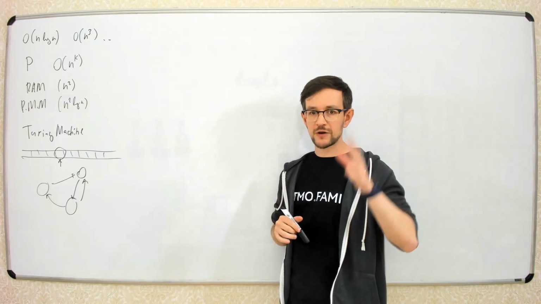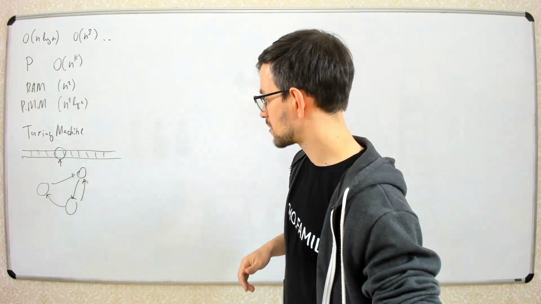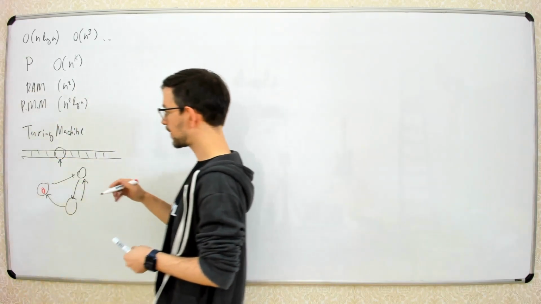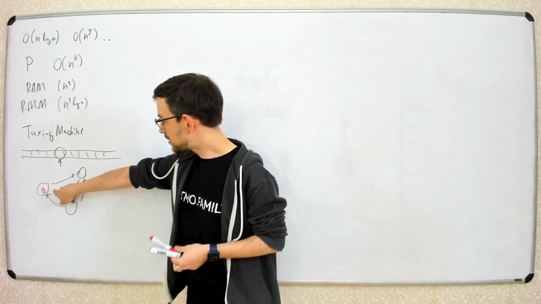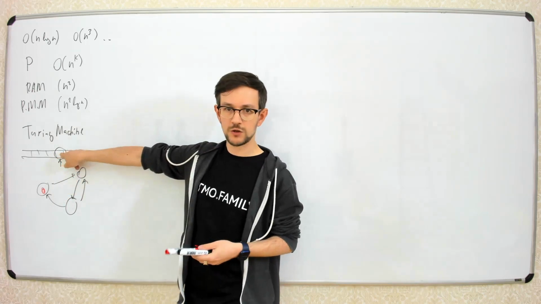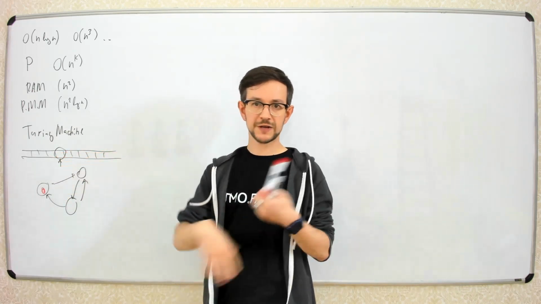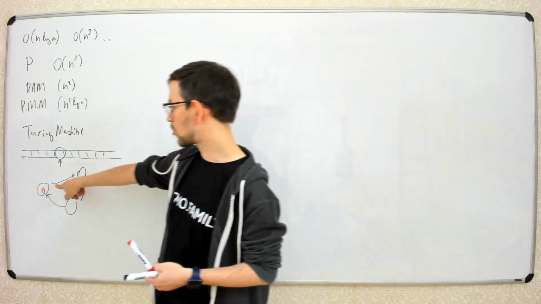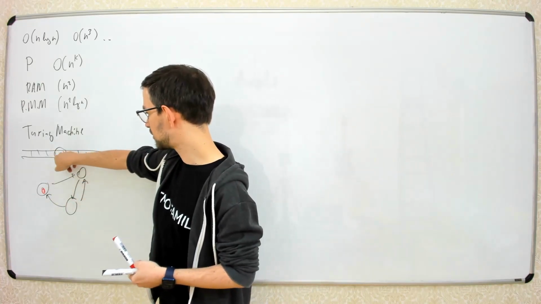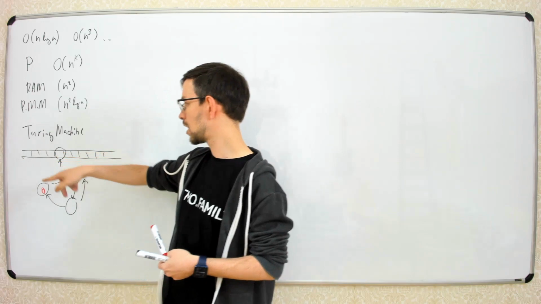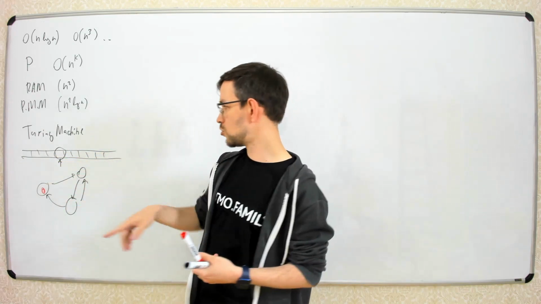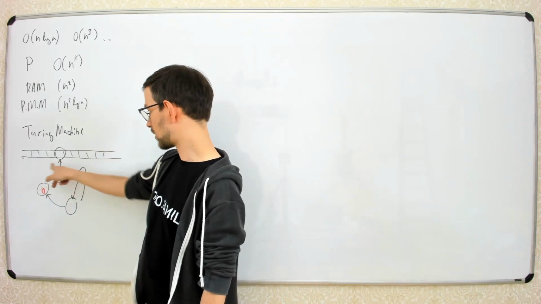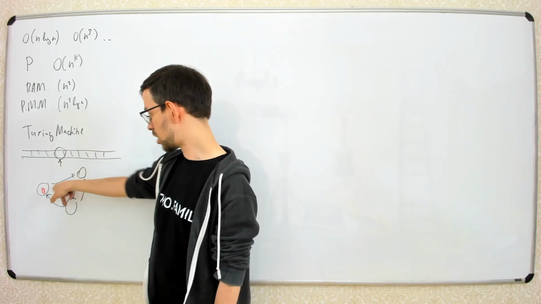So at every moment, you have some current state. This is the current state of your Turing machine. You look at your state, you look at the symbol in your current position, and you do one of the following operations. You may change this character to another character. You may move your head left or right, and you may change your current state.